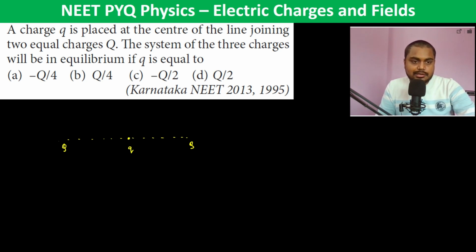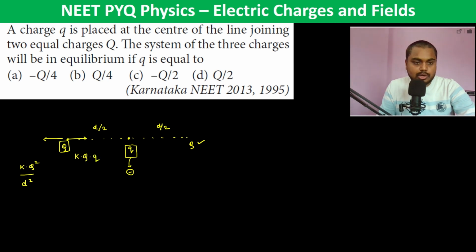So if you see, this is d by 2 and this is d by 2. So let us focus on this capital Q. Now it is going to suffer a repulsion from the other capital Q, so the force is going to be K into capital Q whole square divided by d square. This small q must attract, so this q has to be negative. So in this direction the force becomes K into Q into small q divided by d by 2 whole square.